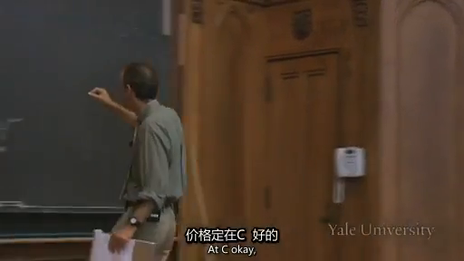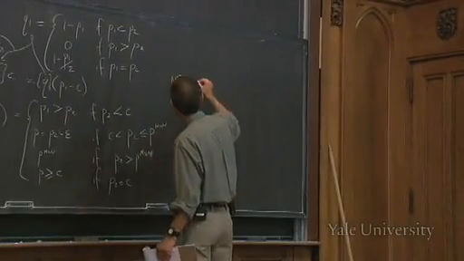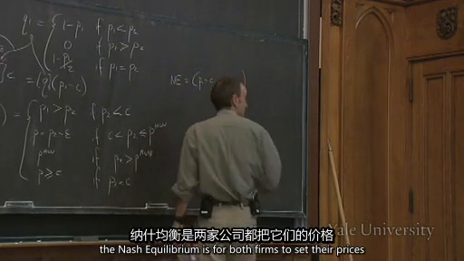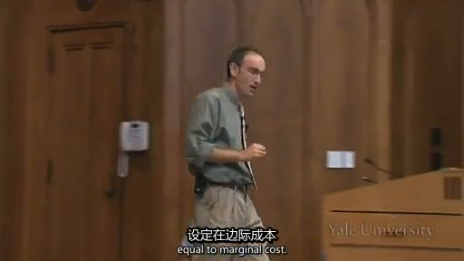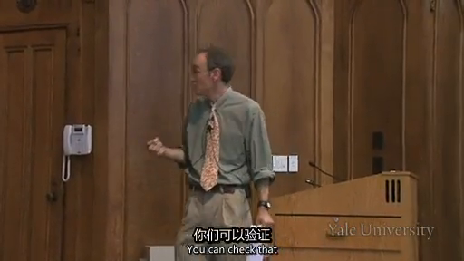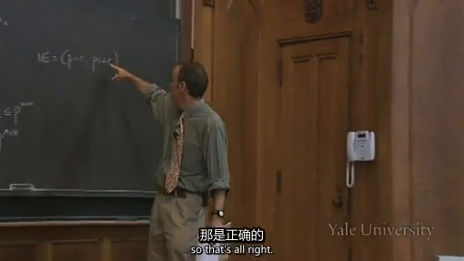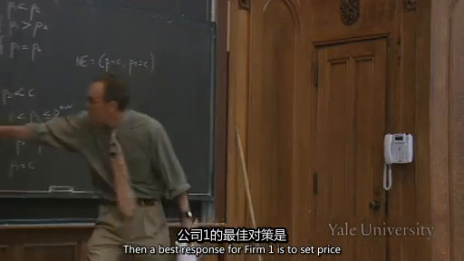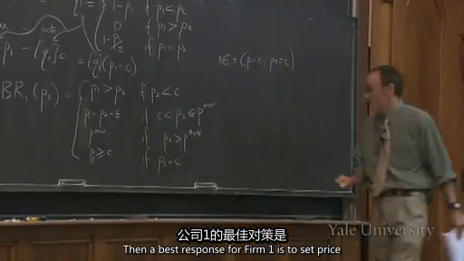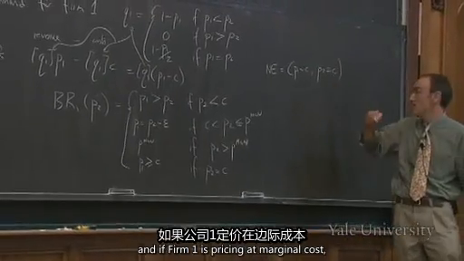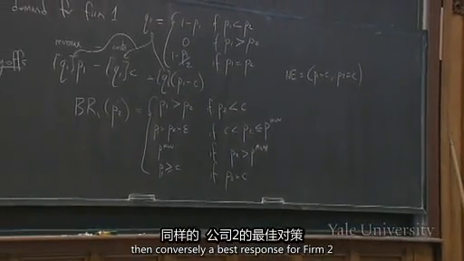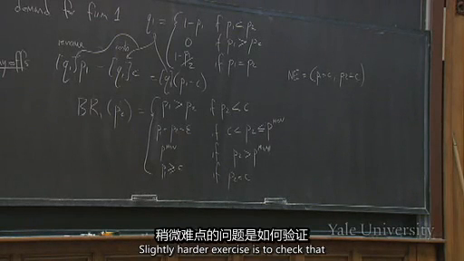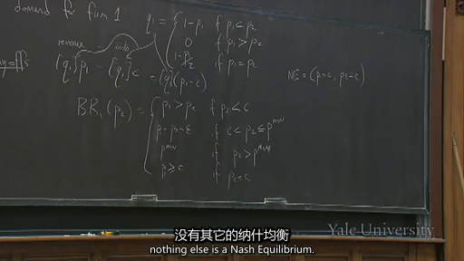So the Nash equilibrium here is for both firms to set their prices equal to marginal cost. And you can check that both firms are then playing a best response. If firm 2 is charging C, then a best response for firm 1 is to set price equal to marginal cost. And if firm 1 is pricing at marginal cost, then conversely, a best response for firm 2 is to price at marginal cost. Right? A slightly harder exercise is to check that nothing else is in Nash equilibrium. Well, let's think about that for a second.